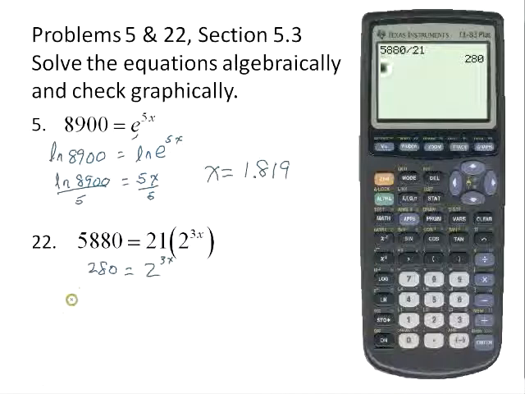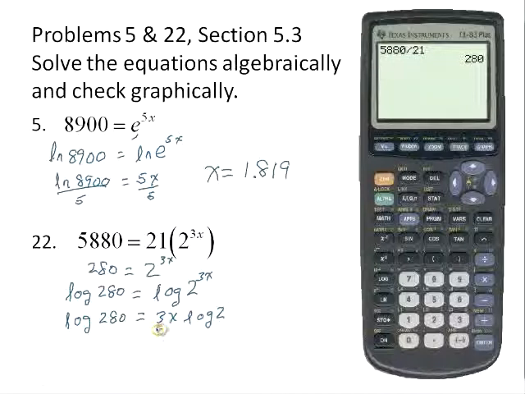So I can use either natural logarithm or common logarithms. Let me just use common logarithm. So I have the logarithm of 280 is equal to the logarithm of 2 raised to the 3x. Now, using our power rule, I can rewrite the right-hand side. The left-hand side I'm going to just rewrite as logarithm of 280. But on the right-hand side, this is equivalent to 3x times the logarithm of 2.